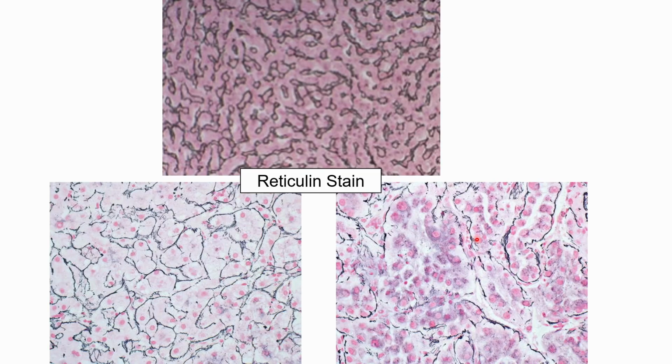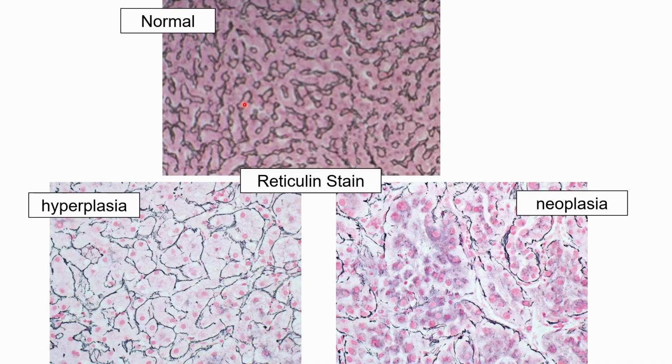But what I'd like to emphasize here is that this reticulin stain is basically a stain which stains your reticular fibers black. And one use of this is in the liver, when you want to know if the liver has hyperplasia or neoplasia. This one is normal. If you don't stain it, if you just stain it with H&E, then you will not be able to visualize these black fibers. So you won't really be able to tell if there's some abnormality.